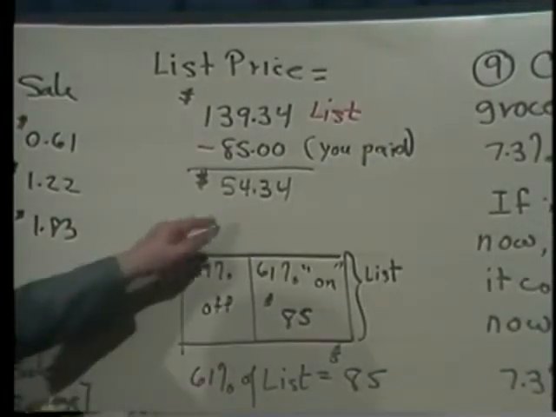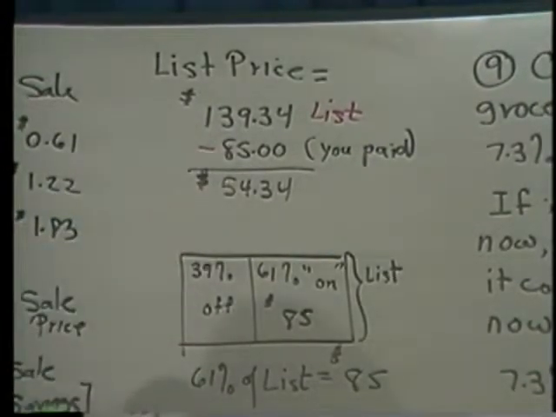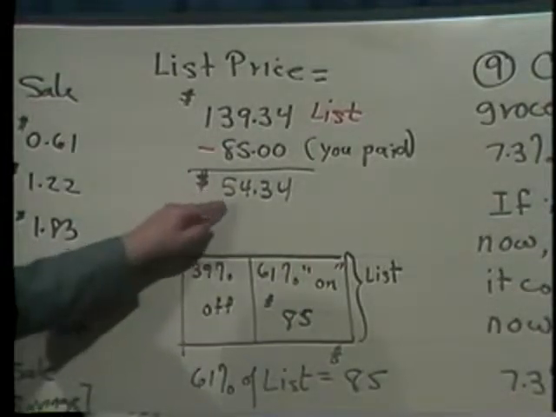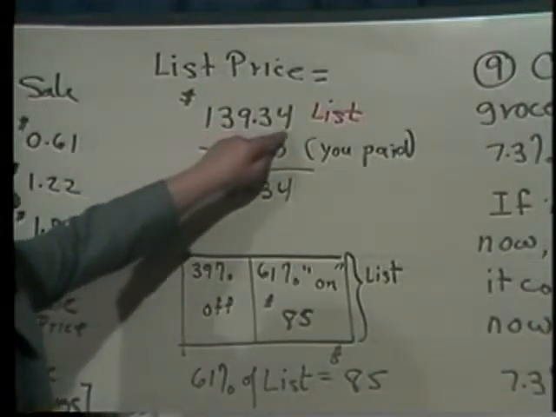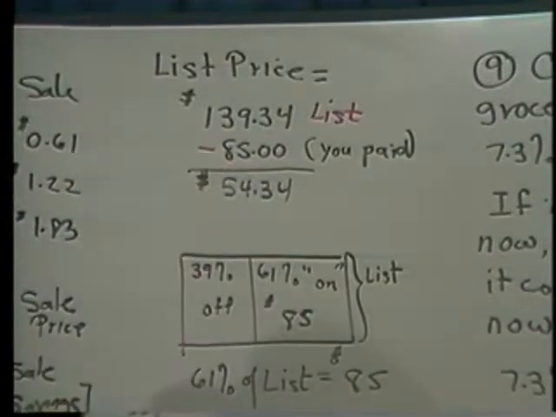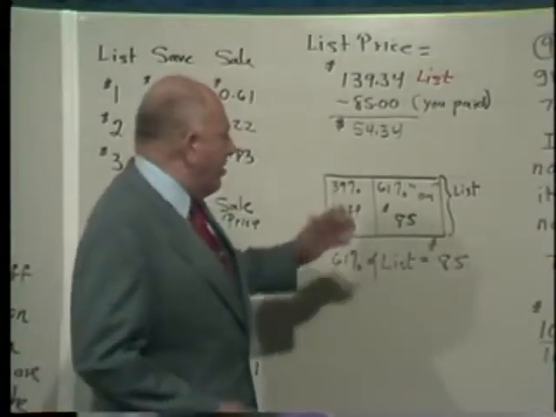$54.34. And notice this, without the calculator, if I know what I'm doing, I can solve this problem very easily. With the calculator, if I don't know, I'm supposed to find the $139.34 and subtract the $85, I'm in trouble because I don't know what to do. But anyway, that's the way this works.